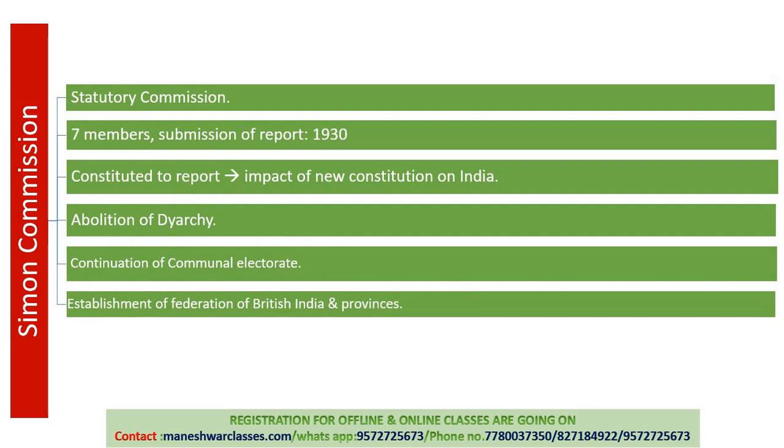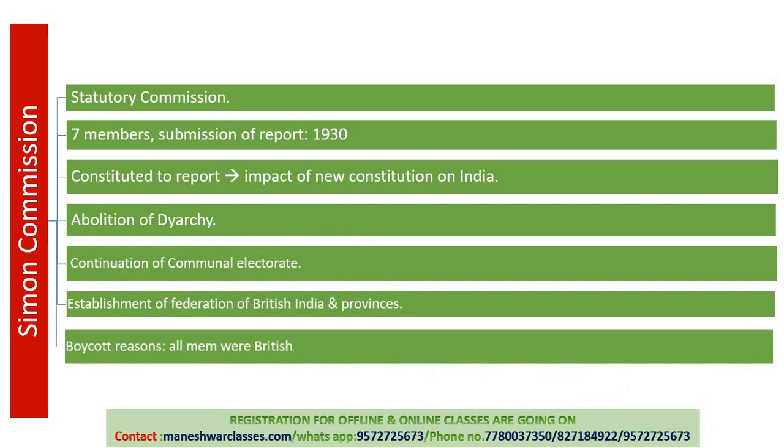The recommendations were abolition of diarchy, continuation of communal electorates, establishment of a federation of British India and provinces, and responsible government in provinces. The reason for the boycott of the commission was that all members of the commission were British, and the commission was appointed 2 years before schedule.